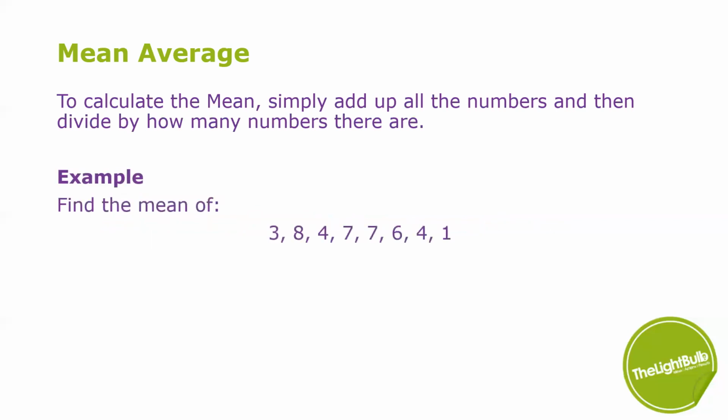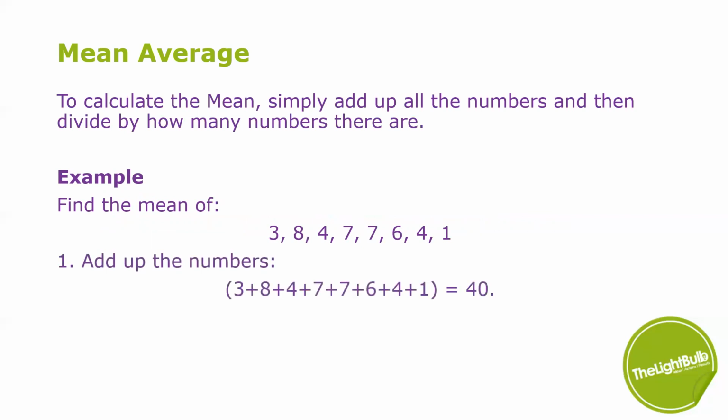So if we were asked, for instance, to find the mean of this set of numbers, what we would do is we would add them all up. So 3 plus 8 plus 4 plus 7 plus 7 plus 6 plus 4 plus 1. And we would find that that equals 40.